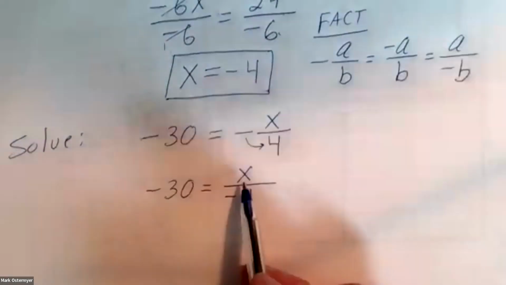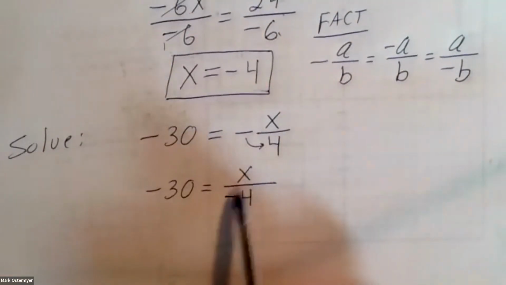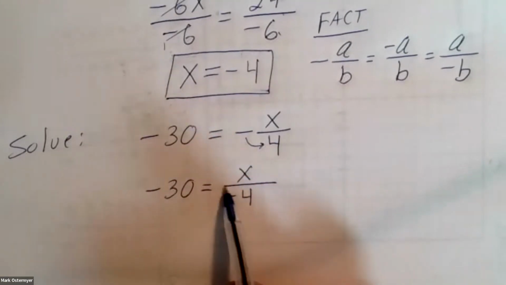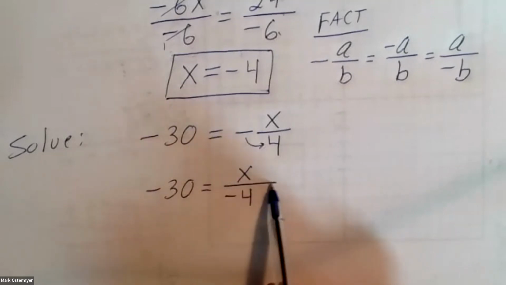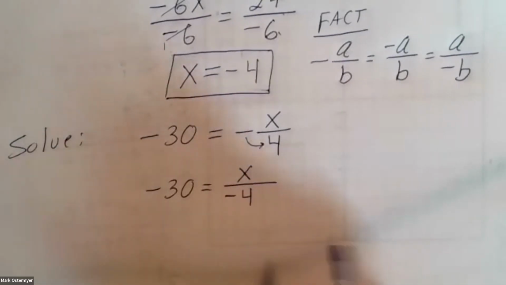Now, ladies and gentlemen, how do I get x by itself? How do I undo the fact that x is being divided by negative 4? What's the inverse of division? Multiplication. So we're going to multiply both sides of our equation by negative 4 to get x by itself.